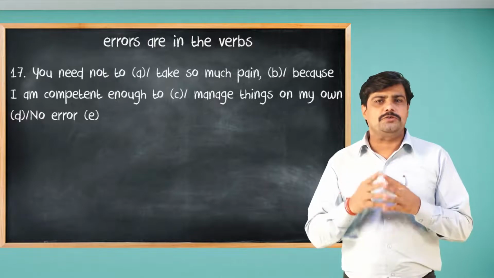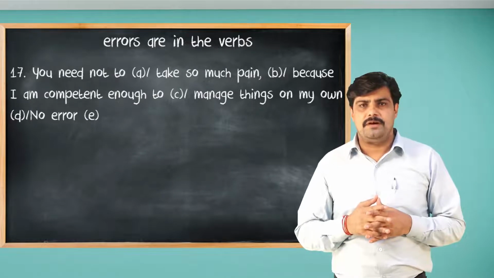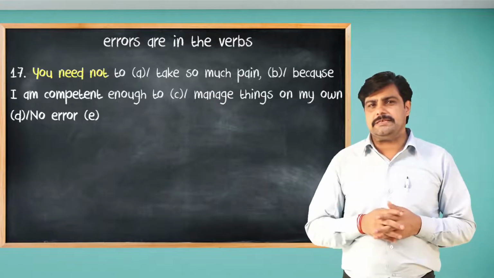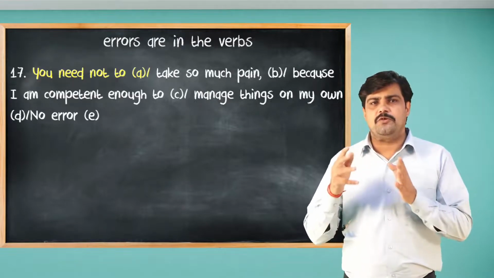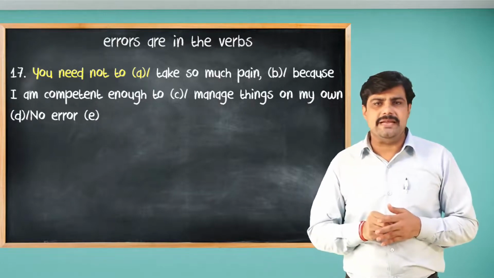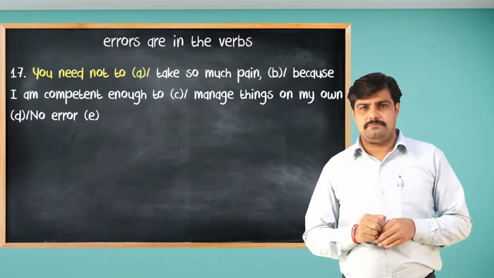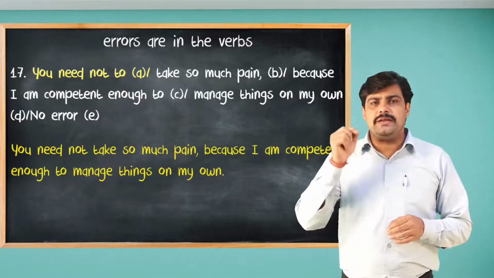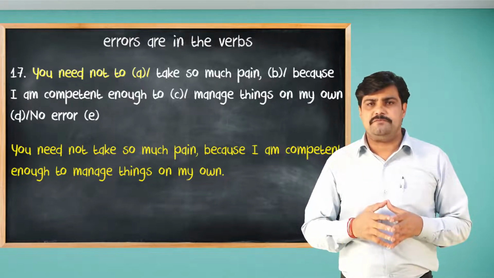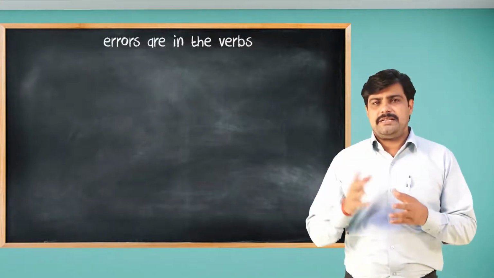You need not to take so much pain because I am competent enough to manage things on my own. Now in the sentence part A, you need not to is wrong because verbs like need, dare don't require the preposition to after them. So you should say this sentence, you need not take so much pain because I am competent enough to manage the things on my own. Now the sentence is right. Let's see another sentence.